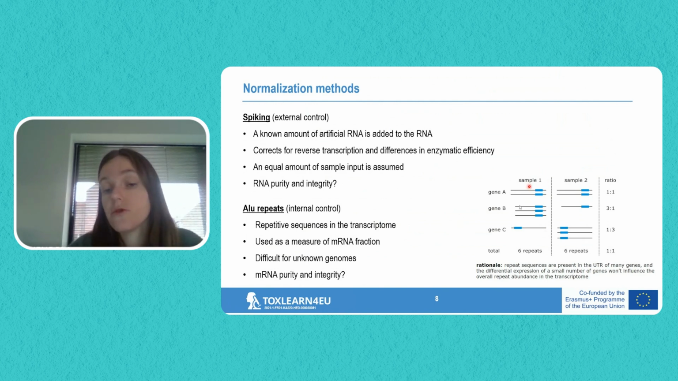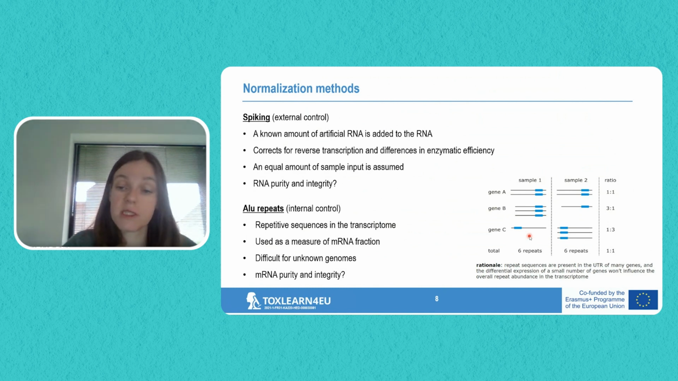So here you can see this explained in an example. So for 3 genes, for gene A, you can see that the number of Alu repeats is the same in both sample 1 and sample 2. So both have 2 of these Alu repeats. So this means that the ratio between sample 1 and sample 2 is 1:1. However, for gene B, you here see that you have 3 Alu repeats for sample 1, but only 1 in sample 2. So here the ratio is 3:1.